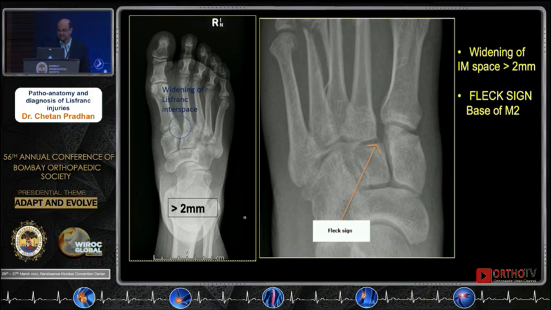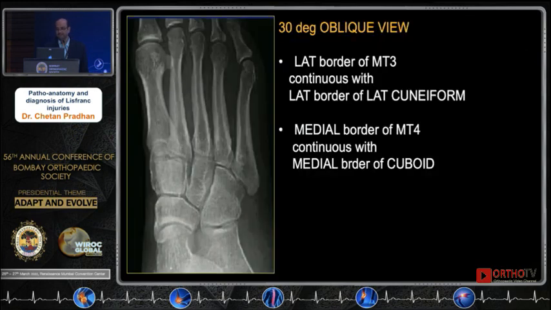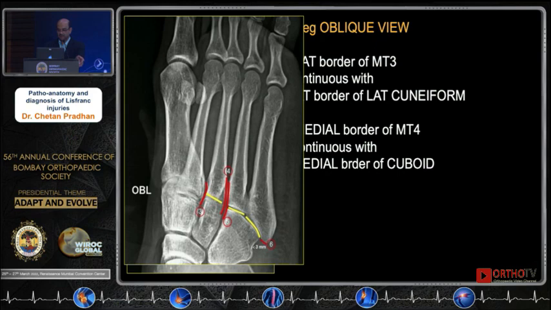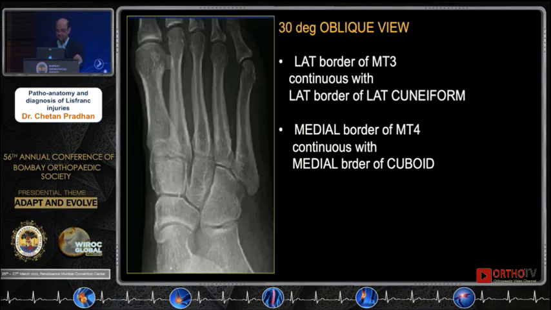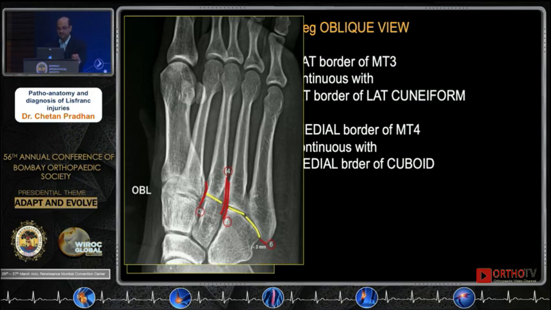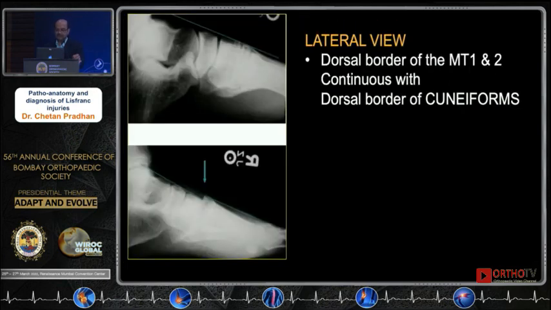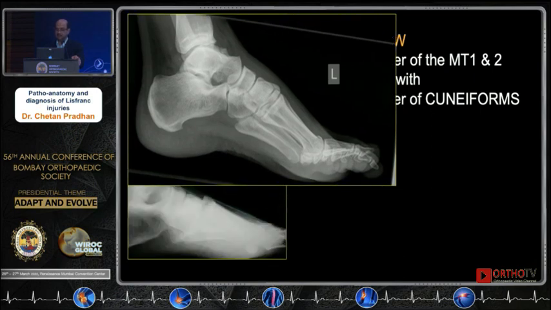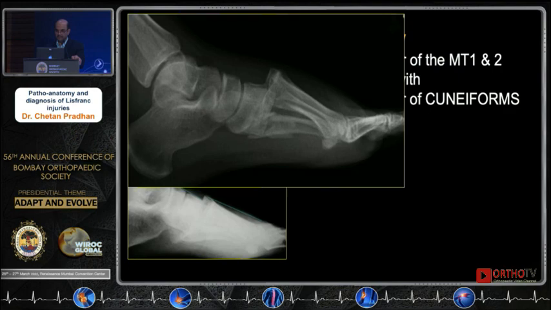Look for widening of the Lisfranc interspace, more than 2 millimeters, or you can also look for a fleck sign at the base of the second metatarsal in the AP projection. In the oblique view, you should look for the lateral border of the third metatarsal being continuous with the lateral border of the lateral cuneiform, and the medial border of the fourth metatarsal being continuous with the medial border of the cuboid. In the lateral view, again, the metatarsal bases and the cuneiform dorsal aspect should be continuous, but like I said, what appears continuous may not be so when you do a weight-bearing lateral view.